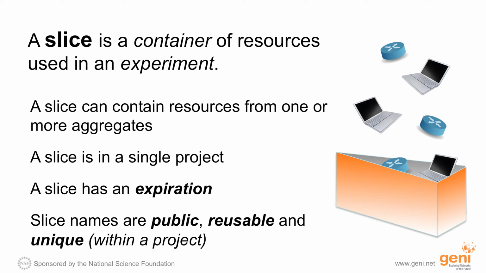This means you should assume that your slice name could be seen by others, so it should not contain private information. A slice name for an expired slice may be reused, but there can only be one slice at a time with a given name in a given project.